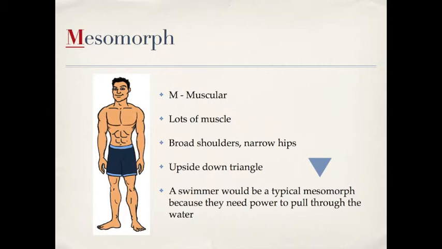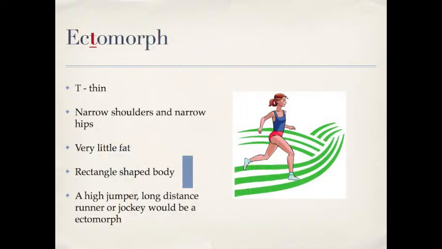Then finally, we have ectomorphs. Ectomorphs are very thin. They have narrow shoulders and narrow hips. Very little fat, very little muscle. They're a very rectangular shape. They will be suitable for a long distance runner or maybe a high jumper or a jockey because they don't have that much weight.